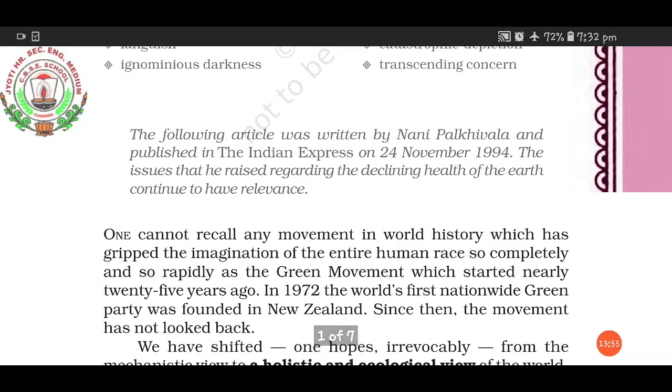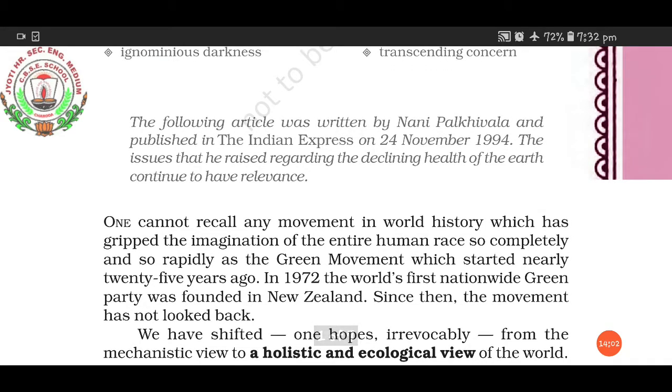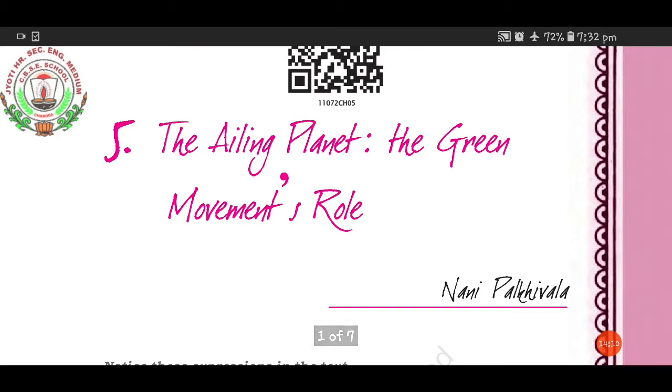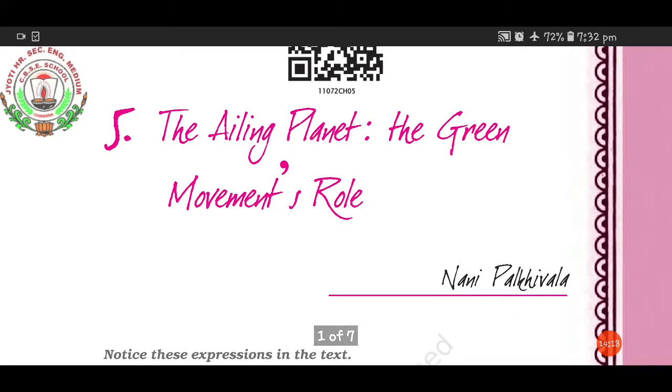Here, Earth is being described as a patient. And if Earth is a patient, she is called a patient because of some symptoms, and her health is declining. That is why the name of the chapter is the same, the ailing planet. Here, I should have told you first of all, what do you mean by ailing? Ailing means sickness. If some person is having some sickness, that person is ailing. So the ailing planet. Which planet? Planet Earth. The green movement's role.